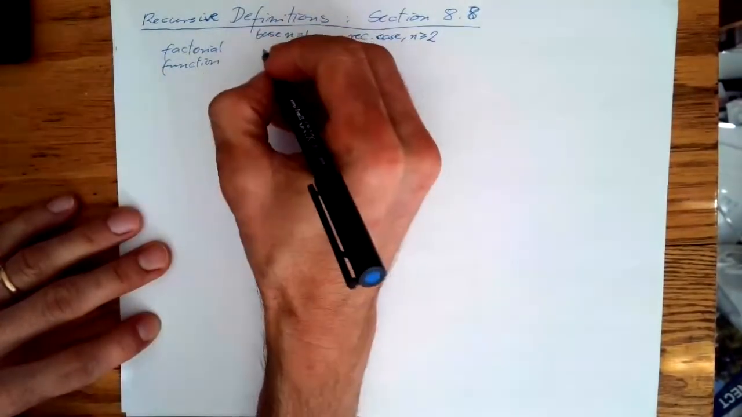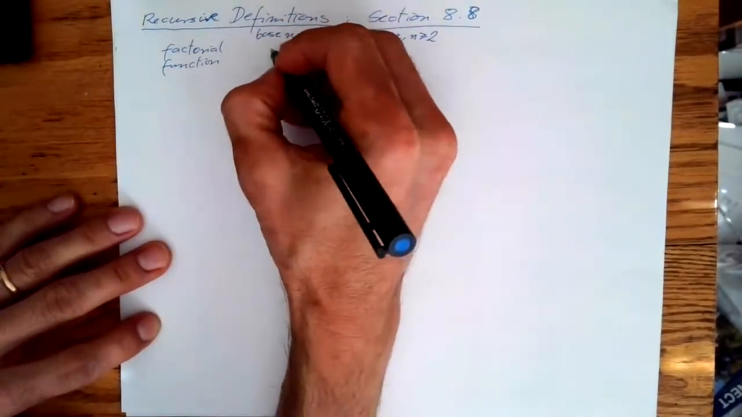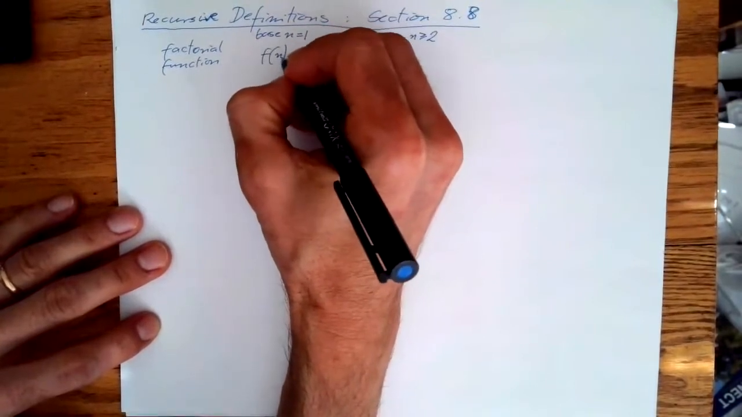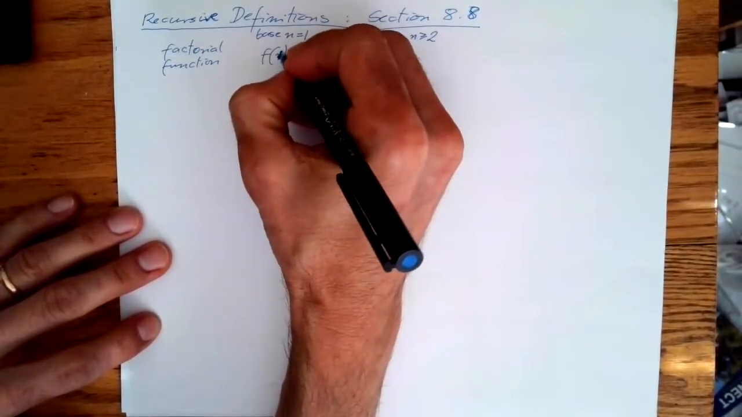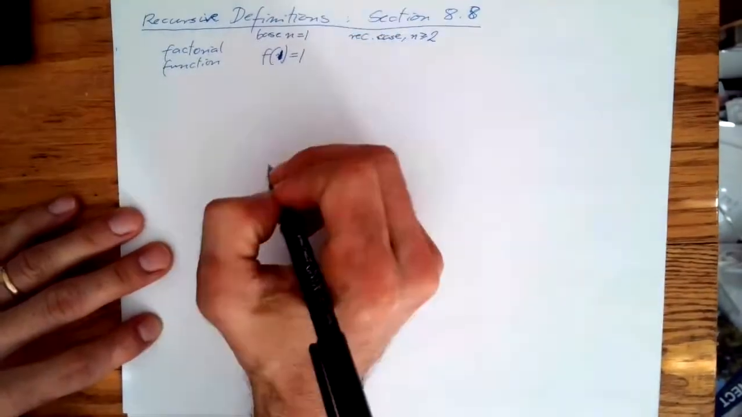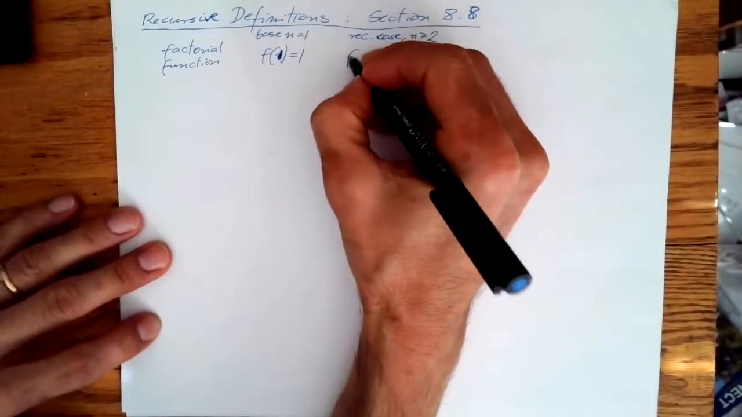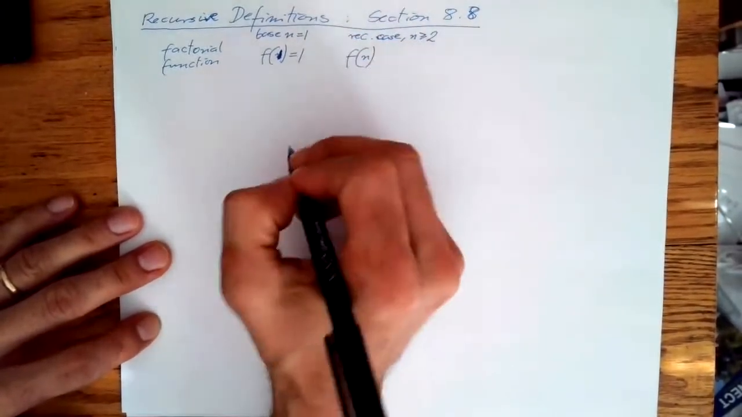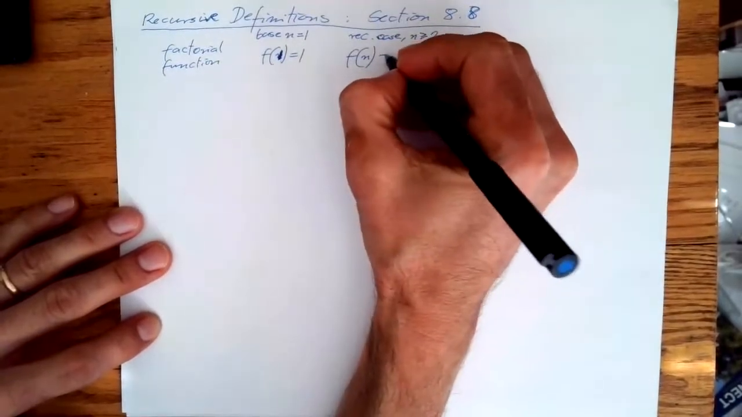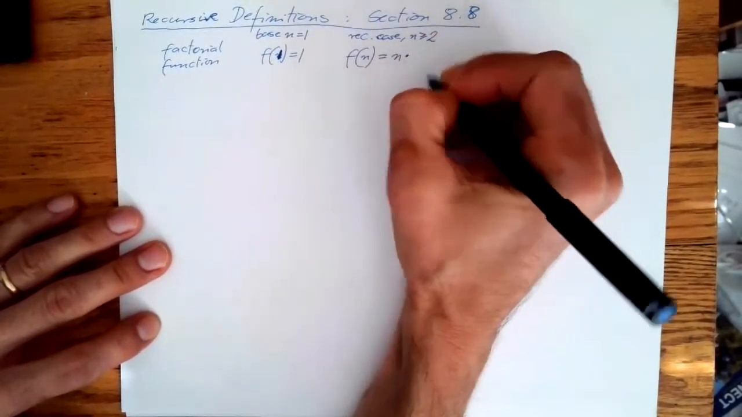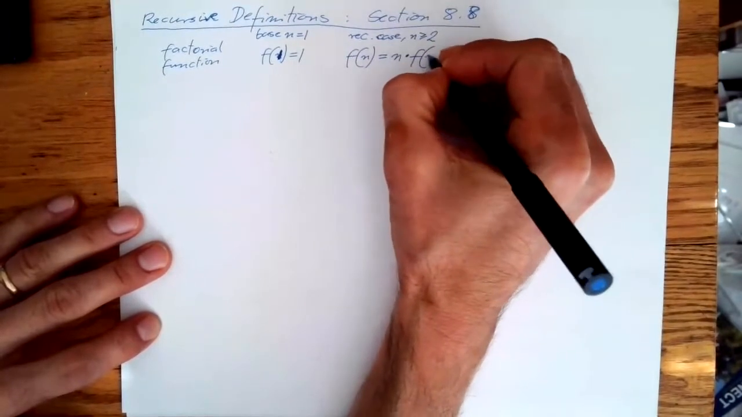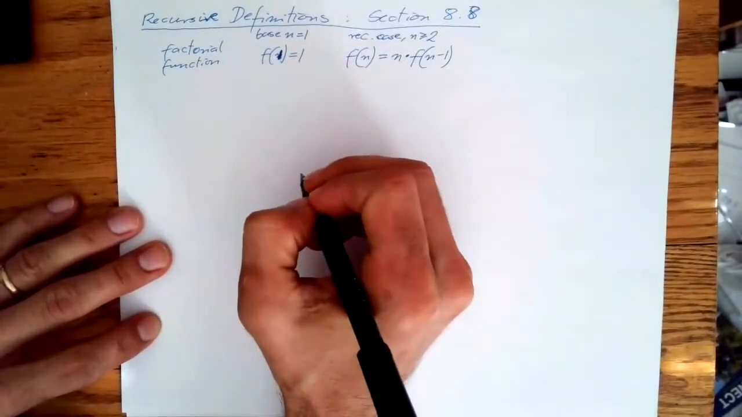Okay, the factorial function can be defined like this. So f at 1 is 1, and then for all inputs larger than this, the value of the function at argument n is defined recursively as n times the value of the function at one argument less.